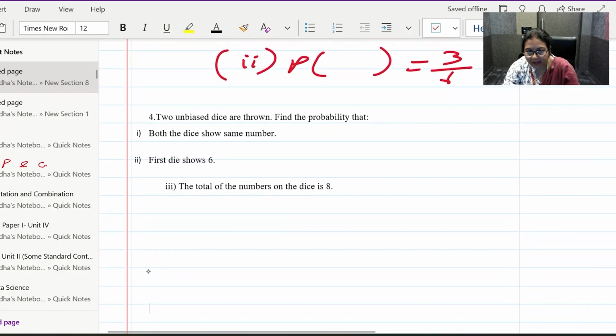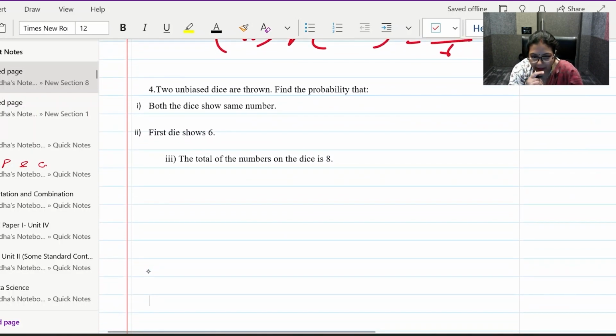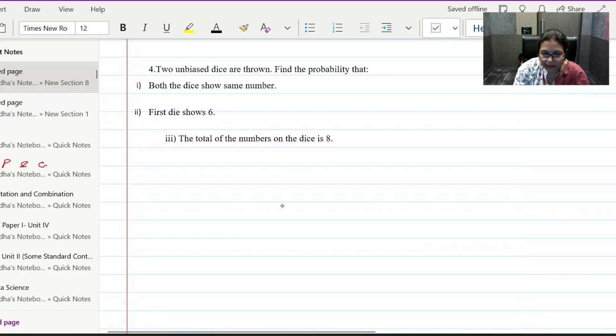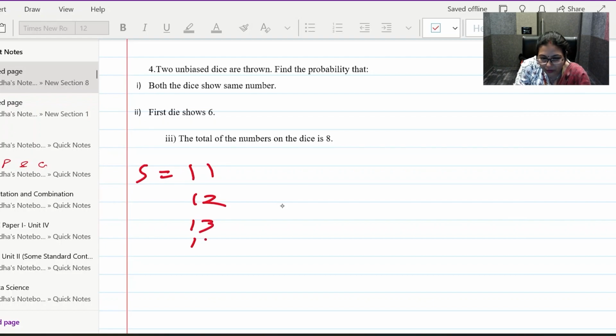Two unbiased dice are thrown. Find the probability that both the dice show same number, first dice shows 6, and the total of the numbers on the dice is 8. So when you are throwing two dice, every dice has the numbers 1 to 6. So the outcomes will be 1 1, 1 2, 1 3, 1 4, 1 5, 1 6.